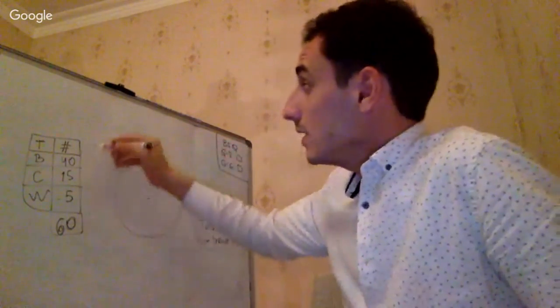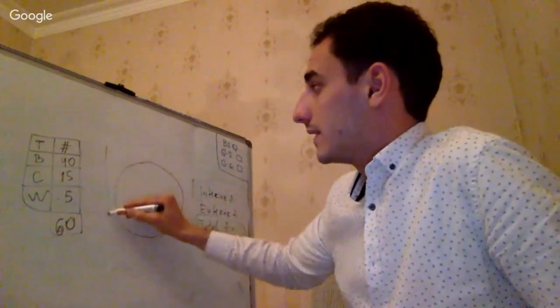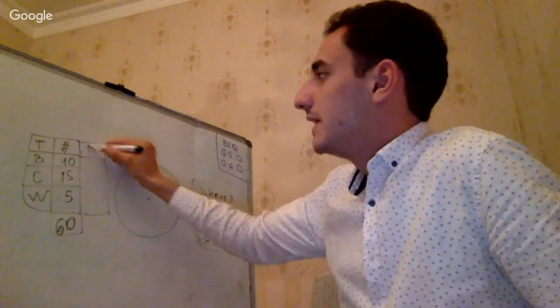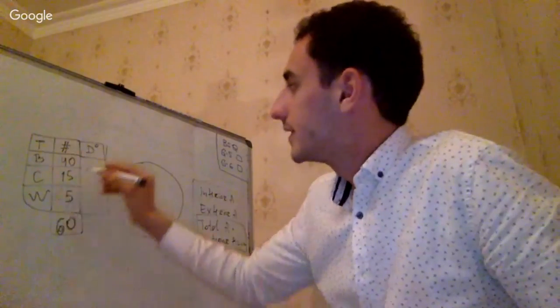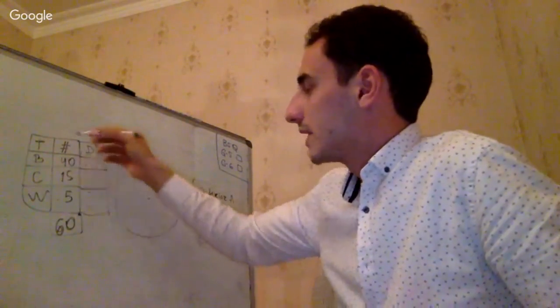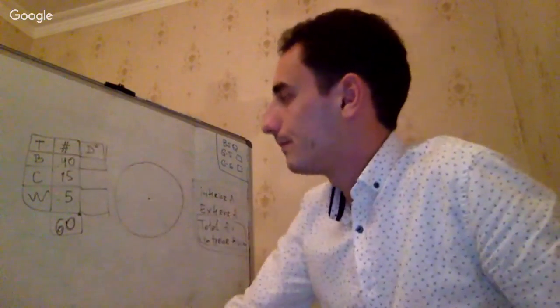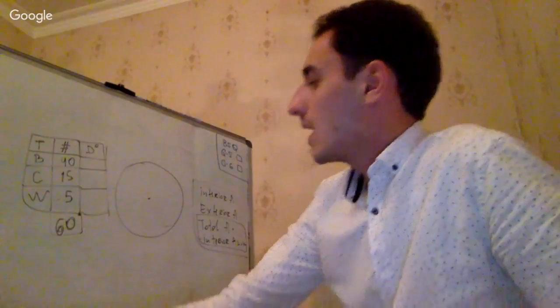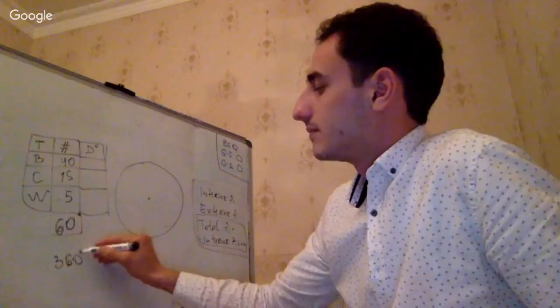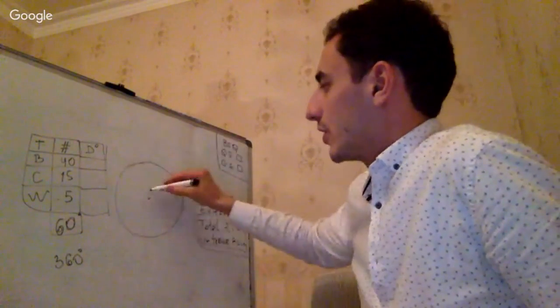But I want to make an exact pie chart. For the exact pie chart, I should add a second column, which will represent degrees. Okay? Degrees. I need to find the corresponding degrees for each section: bus, car, and walk. How to find that? I have 360 degrees in total, right? In a full rotation.